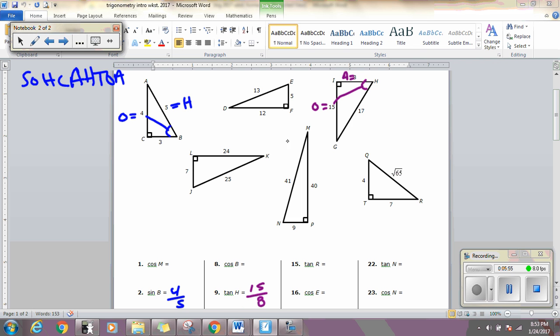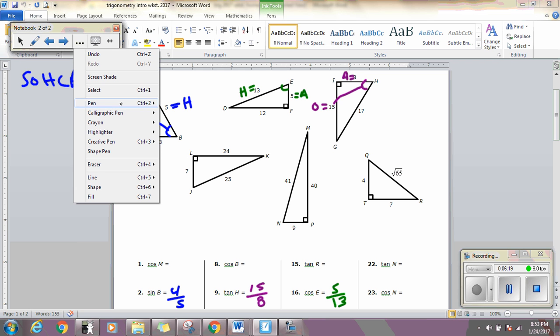Number 16, cosine of E. Here's E. For cosine, I need adjacent. So adjacent to E is 5. And I need hypotenuse. The hypotenuse is 13. So adjacent over hypotenuse, 5 over 13.